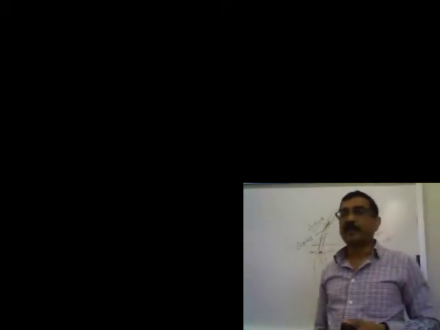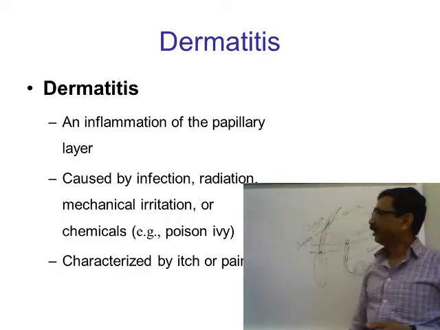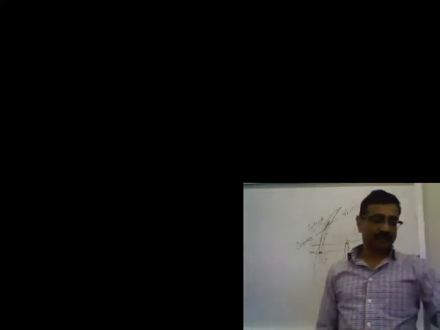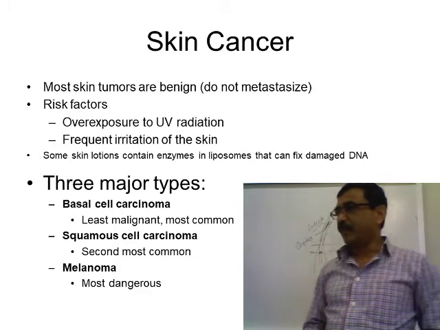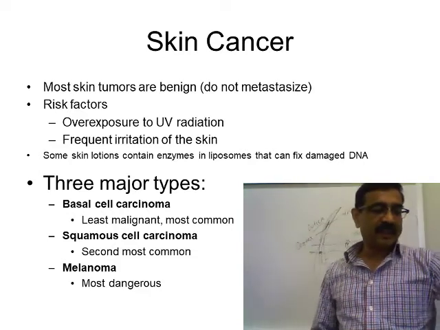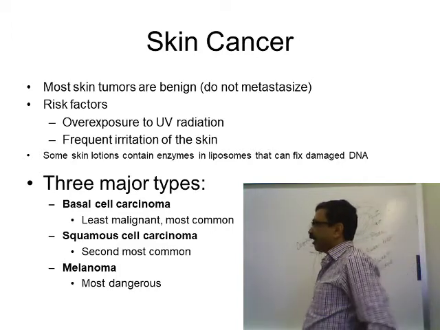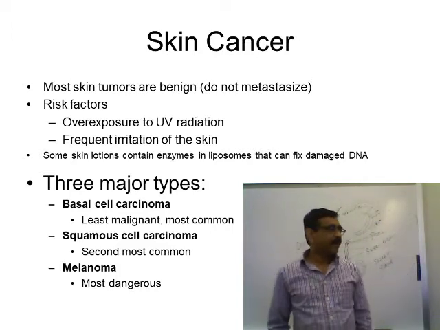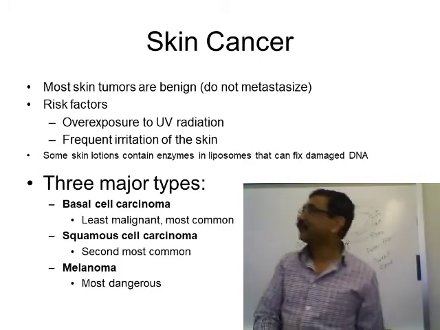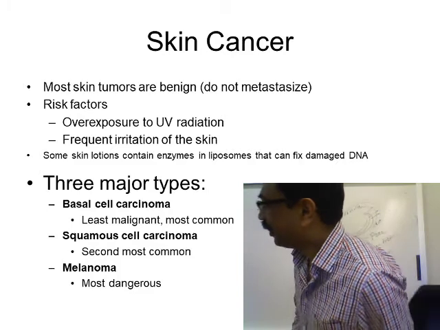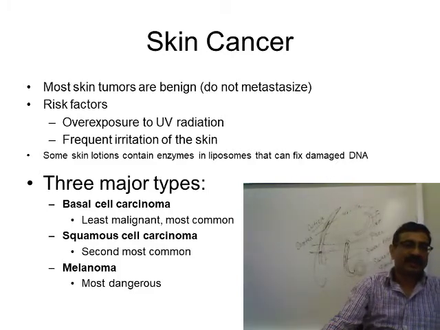Dermatitis is the inflammation of the papillary layer of the dermis because that layer is soft. We have talked about that. Skin cancer, or carcinoma of the skin, is commonly heard. Three types of skin cancer are commonly seen: basal cell carcinoma, squamous cell carcinoma, and melanoma. So those are three types of carcinoma or skin cancer.